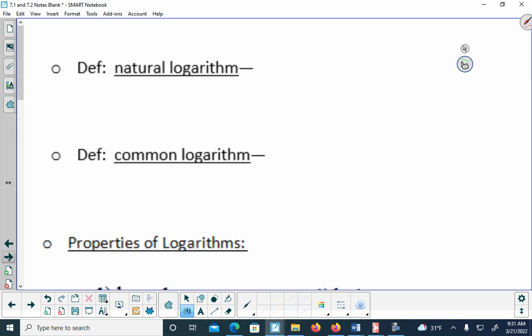Okay, if I have a natural log, the natural log has a base of e. So that's going to be ln x, and it's understood to be a base of e if I see the ln. If I have a common log, that's understood to have a base of 10. If I just have log without a base written, then it's understood to be 10.